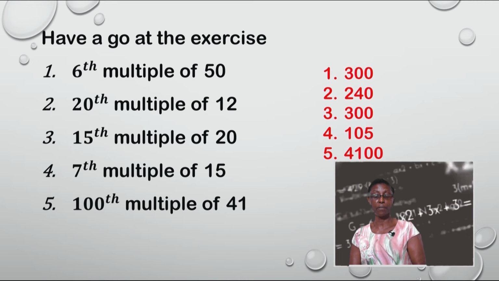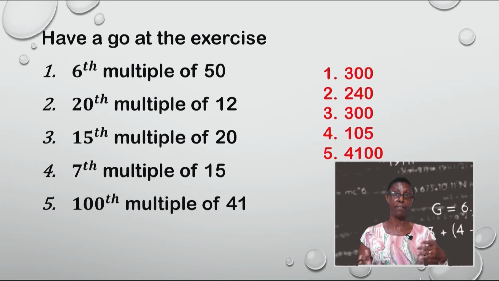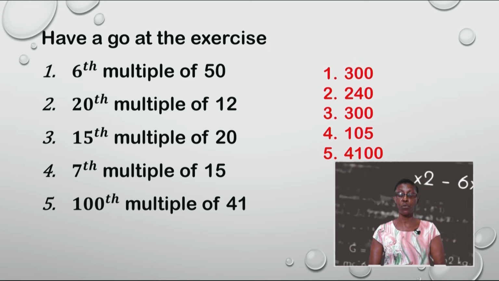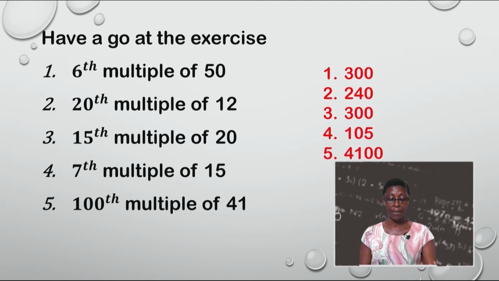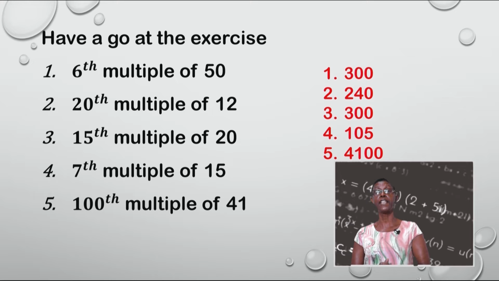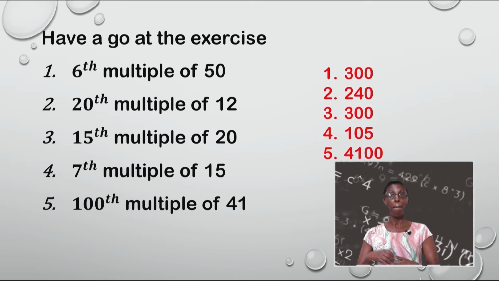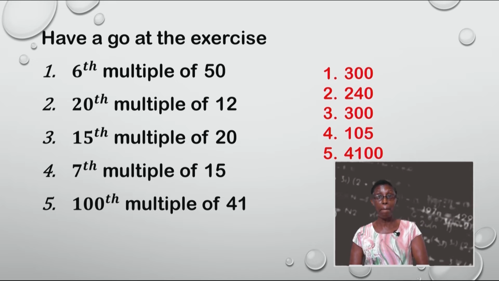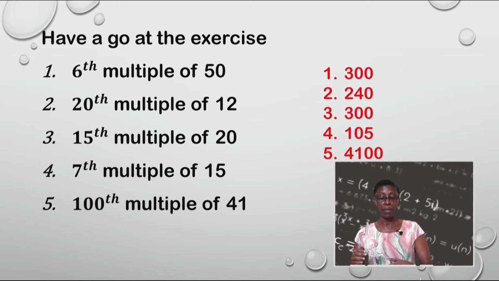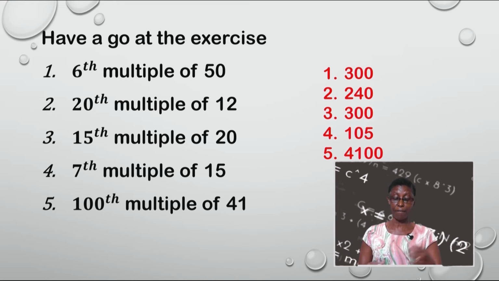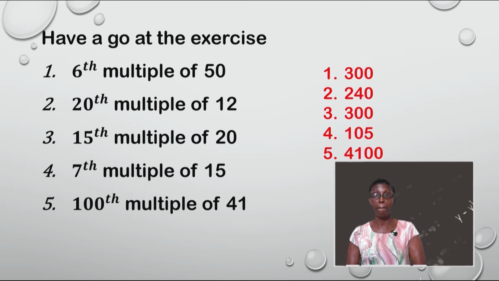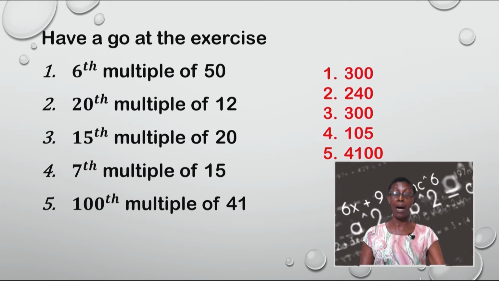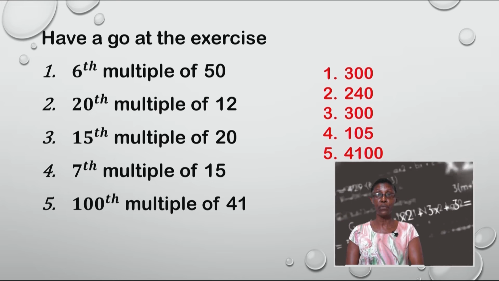6th multiple of 50, so you multiplied 50 by 6. 20th multiple of 12, multiplied 12 by 20. 15th multiple of 20, multiplied 20 by 15. 7th multiple of 15, multiplied 15 by 7. 100th multiple of 41, multiplied 41 by 100. Well done if you've done that.